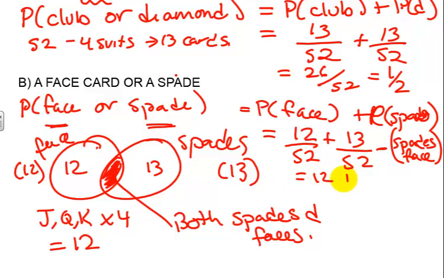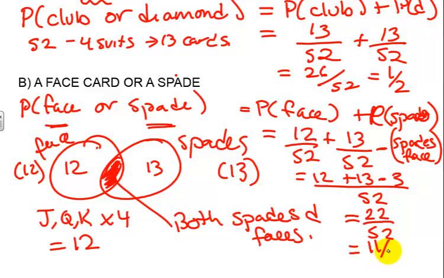So we have 12 plus 13 minus 3 over 52. So we really have 22 over 52, which we want to simplify, and that's 11 over 26.